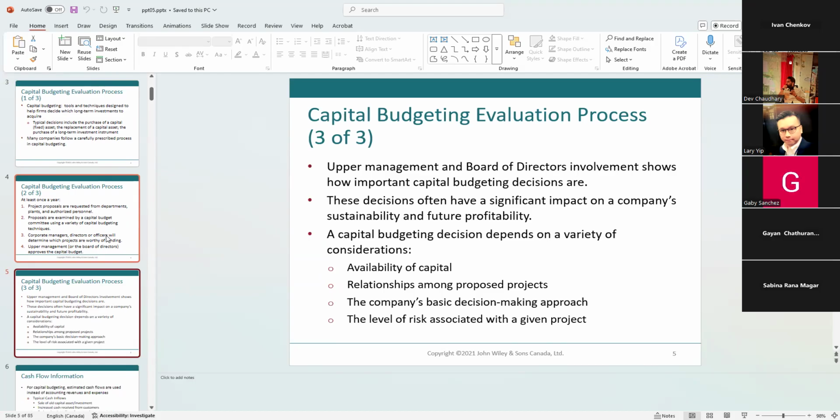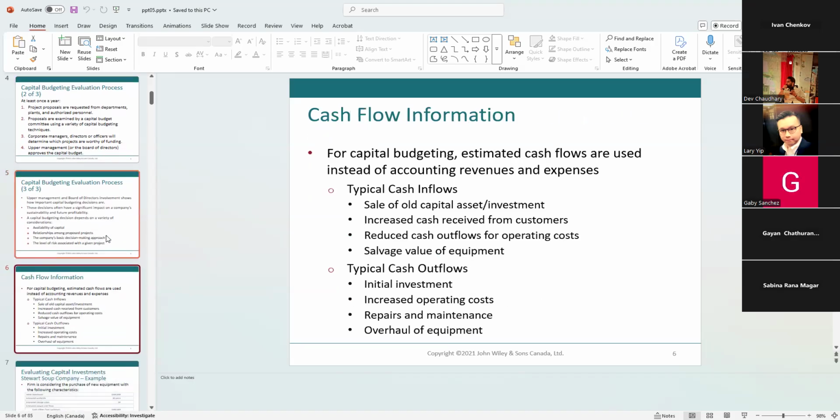Before we make the capital decisions, obviously we have to check if we have available capital. What's the relationship between the proposals? We have to use the basic decision-making approach, which will be cost versus benefits. And we have to evaluate the level of risk with every single project. In every capital decision, we have to consider the cash coming in and cash going out for each of those decisions.